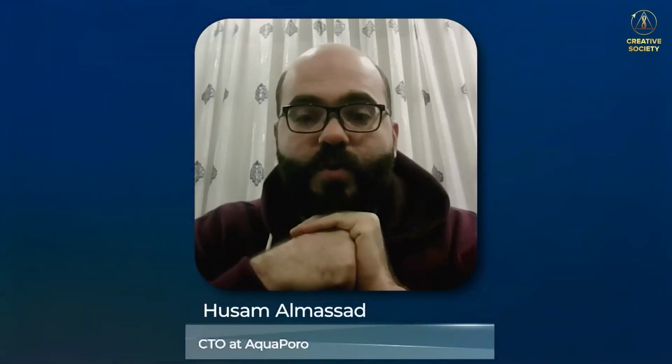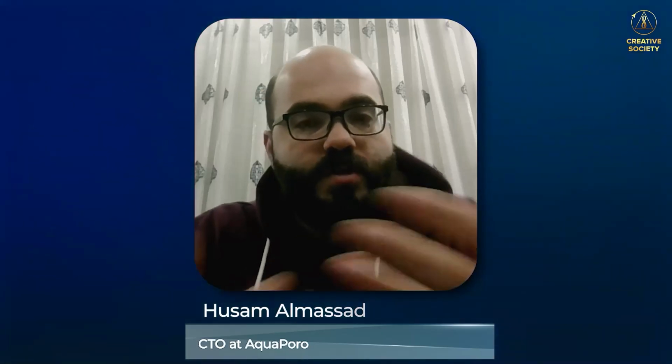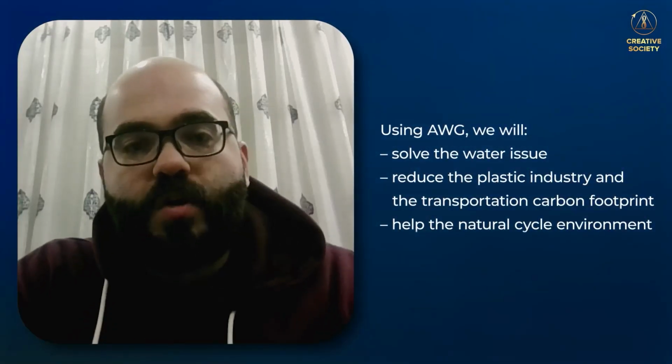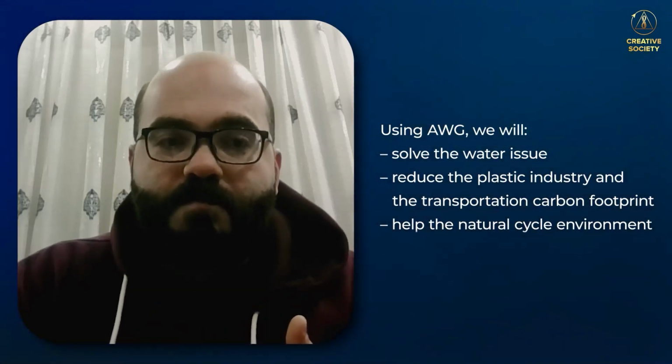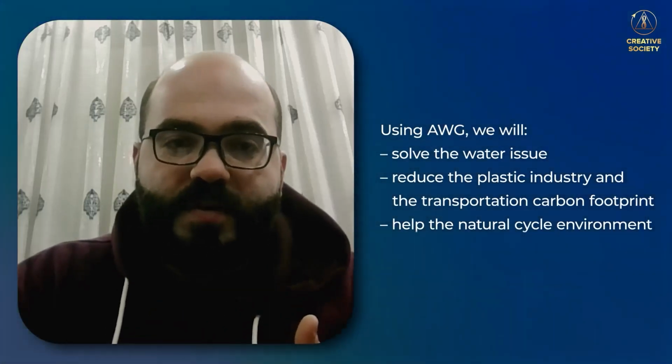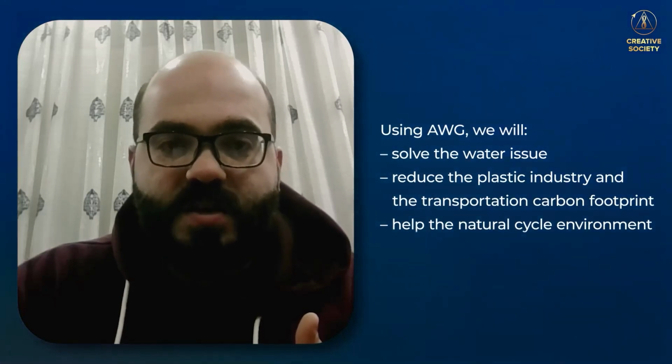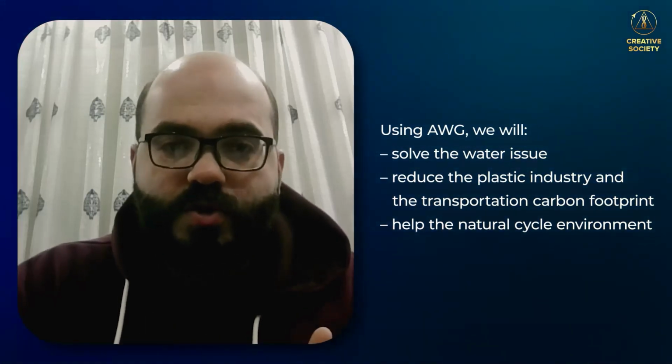Agree. It is a big thing when you are using an atmospheric water generator in each home. Then you will not ever use these plastic bottles. So by using the atmospheric water generator, we are seeing that we will solve the water issue. We will reduce the footprint from the plastic industry. We will reduce the carbon footprint from the transportation, and we will help the environment to return to the natural cycle.